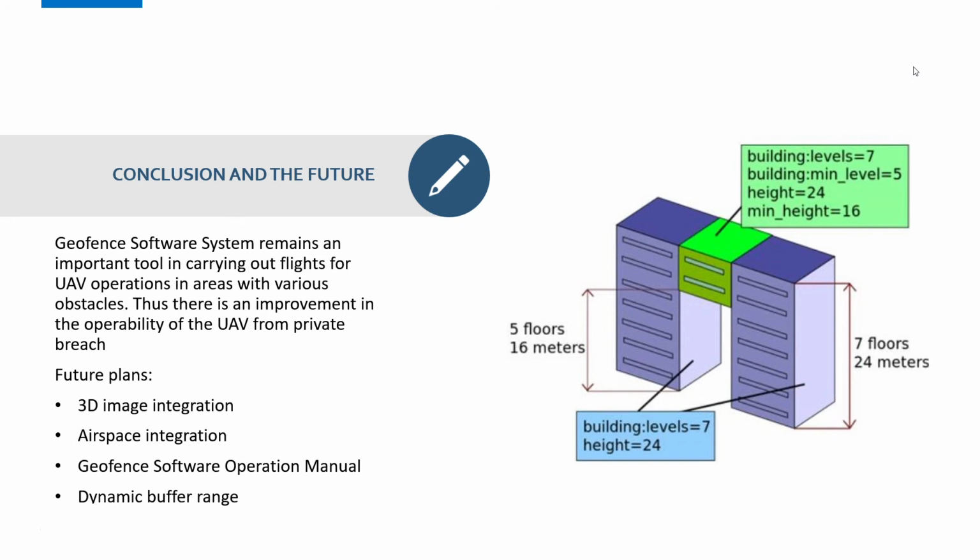And also we need to develop a proper manual for the software, and currently, except us, it's very hard to configure and to really use it. So we need to improve that. And also we need to develop a dynamic buffer range depending on the UAV speed. Currently, the buffer range is set manually as 0.0012 degree of the Earth's latitude and longitude.